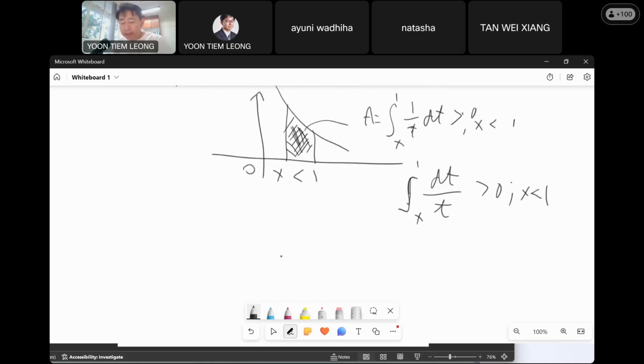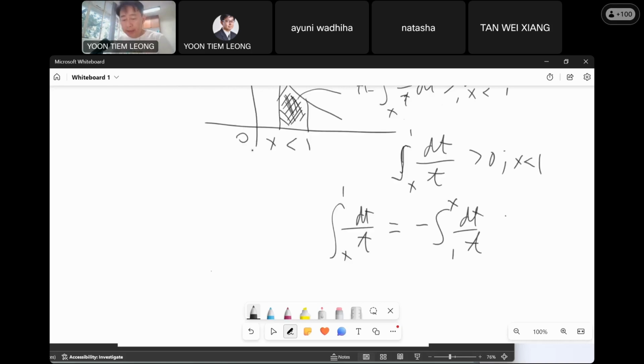In the case where x is less than 1, you have this number to be positive, and if you reverse the limits, then what you get is the integral of 1 over t dt from 1 to x with a minus sign. In the case where x is less than 1, this term is positive. The integration from 1 to x is negative, and multiplied with a negative it gives you a number which is positive.